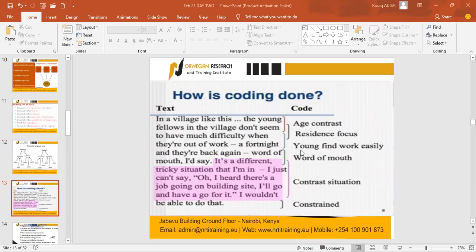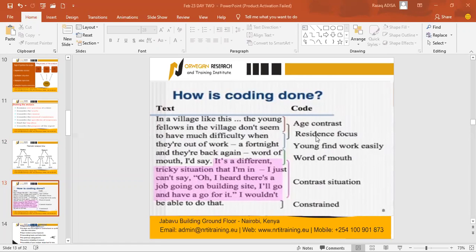The coding we were explaining the other time, this is a sample of how coding can be done. This is one example. Let's assume this is a text. You are reading the text. As you are reading the text, you are given a code on the right hand side. When you read the text, you can underline it, you can highlight it, or in the case of the traditional method, it will be cut out and dropped somewhere, or you write at the back of it or on top of it, age contrast. Then when you are reading again, you come across residence focus. You are going to identify it, you are going to mark it out as a code.